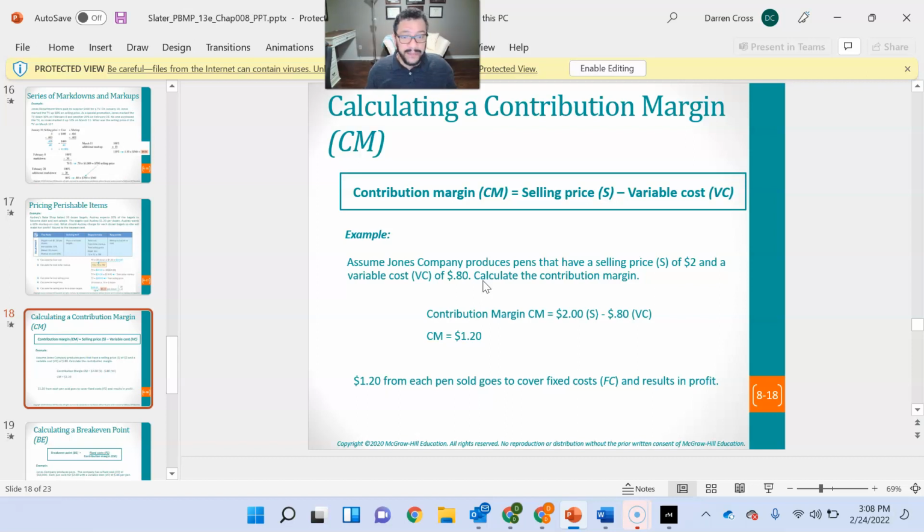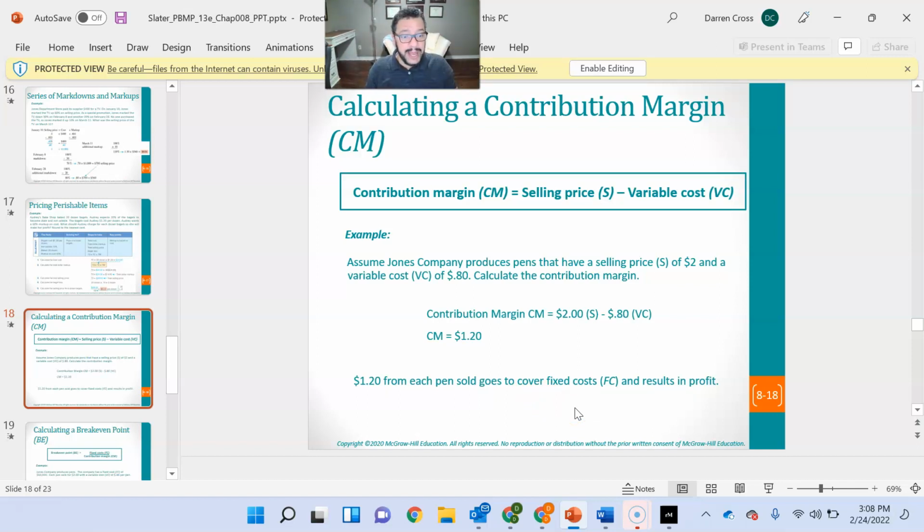So that means that they only have $1.20 available. Well, it's their gross profit per pen. It's their contribution margin. In other words, this is the amount of the profit that they can use to contribute towards the rest of our expenses. Variable expenses are going to be along with the pen.